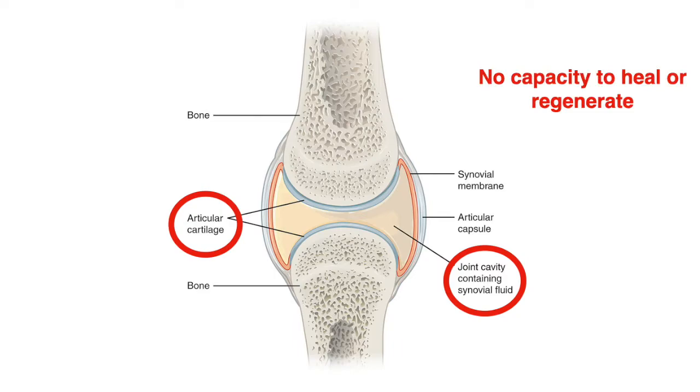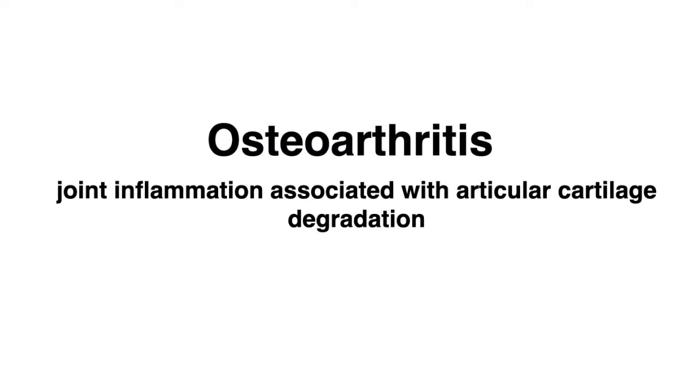And this is what leads us to this very common problem known as osteoarthritis, which is where you have joint inflammation associated with articular cartilage degradation. And so how does this articular cartilage degradation take place? It's really just with daily use and the passage of time, which is why osteoarthritis is more common in older patients. There are also other conditions that can expedite this process of degradation, whether it's an intra-articular infection or repetitive trauma from work or sports.